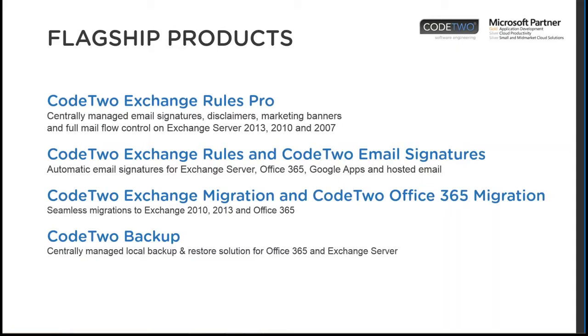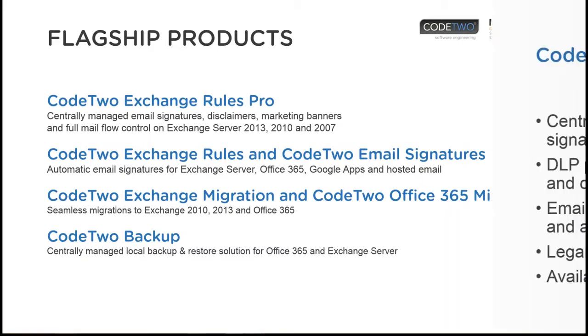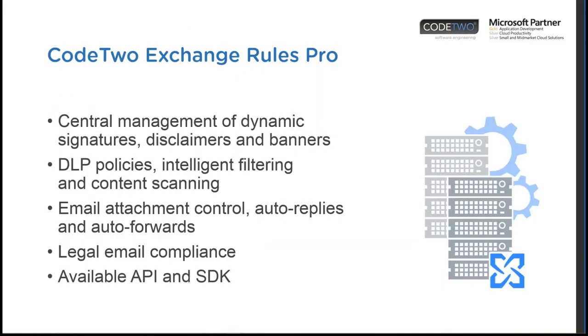Just a few words about our flagship products before I present one of the solutions. CodeTwo Exchange Rules Pro allows central management of signatures, disclaimers, and banners, but also offers DLP policies, email filtering, email attachment control, auto replies, legal email compliance. It also has API and SDK tools to create your own additional administration panels.